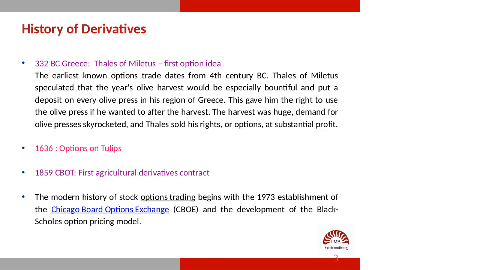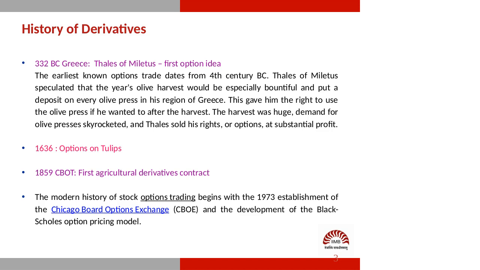So this kind of gave him the right, and that became one of the earliest known examples of derivative contracts. Much later, about 400 years back, you had these tulip options. These were done in Holland, in what is today's Netherlands. Dutch options on tulips, and you had these kinds of contracts come in.